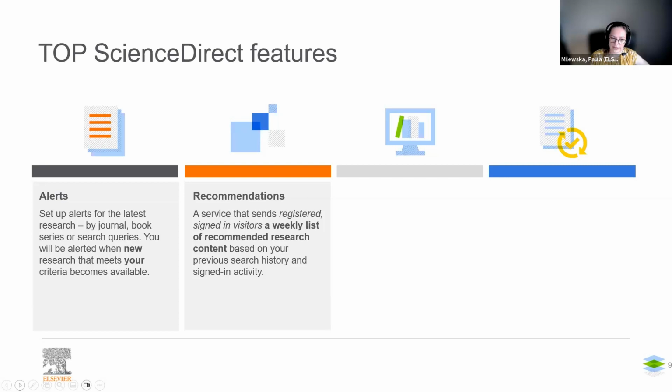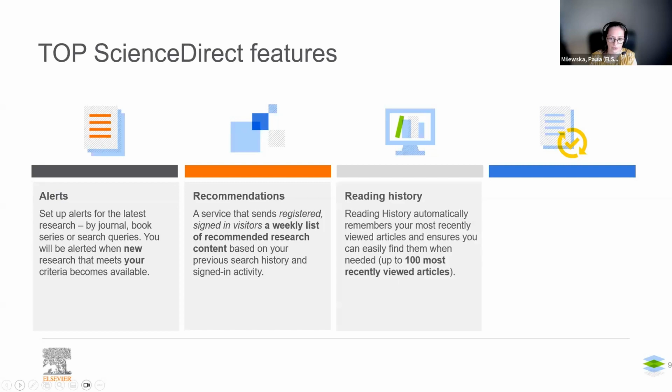You don't need to do anything. You just need to allow ScienceDirect to prepare recommendations for you. Recommendations is a weekly list of content which can be interesting for you based on your previous activity. While you are logged in on the ScienceDirect platform, ScienceDirect will collect information about what you were searching for and what you were reading, and based on that, the platform will prepare recommendations for you. It can be new content, but also something older, which is very relevant according to your topic.